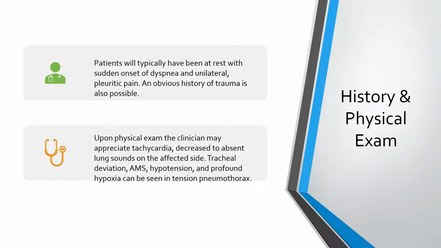and some anxiousness. Tracheal deviation, altered mental status, hypotension, and profound hypoxia are obviously all very ominous signs and can be seen in tension pneumothorax, which must be treated emergently. A patient can be considered stable if they have a pulse between 60 and 120 beats per minute, a systolic blood pressure of 90 to 180 over a diastolic blood pressure of 60 to 120, an O2 sat of greater than 89%, and can speak a full sentence.